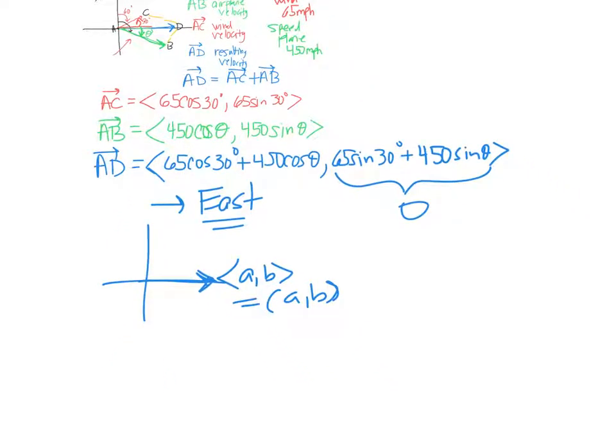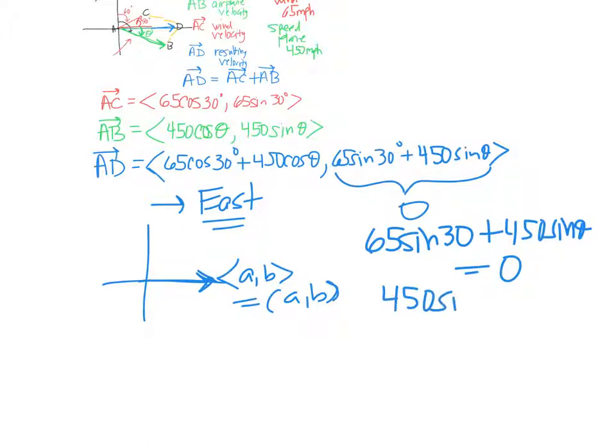So we can solve that. We have 65 sine 30 plus 450 sine theta equals zero. It's just an equation to solve. You can use your calculator. We're going to subtract 65 sine 30 to the other side. Minus 65 sine of 30. Oh, right, sine of 30 is 1/2. So it's negative 32.5 divided by 450. I get 0.07. Don't be alarmed. You have to take the sine inverse at the end.